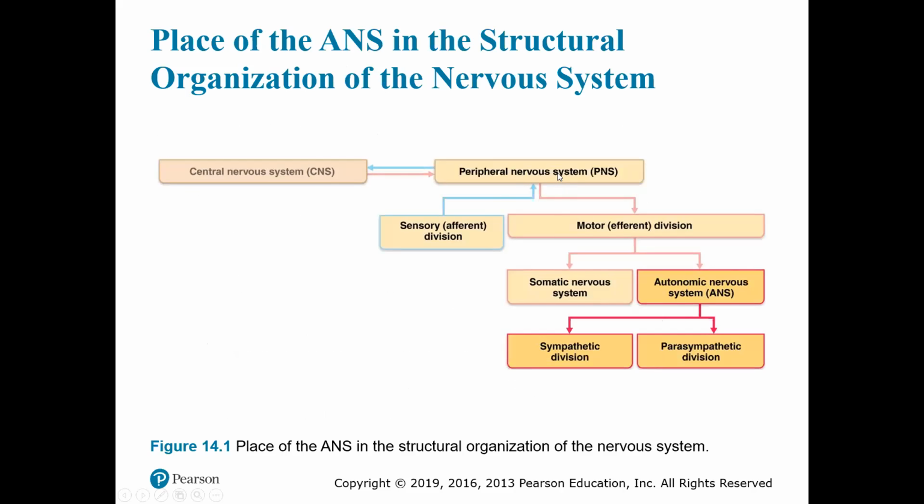There's the peripheral system there, sensory there, that's the afferent sensory information. That's all the sensory input coming in here. Motor goes out. It's either somatic, which is skeletal muscle, or autonomic, which is smooth muscle, cardiac muscle, or the glands, and it divides into the sympathetic and parasympathetic divisions.